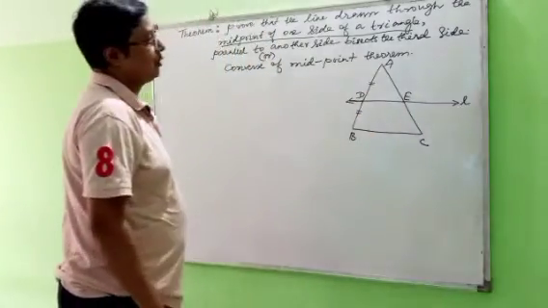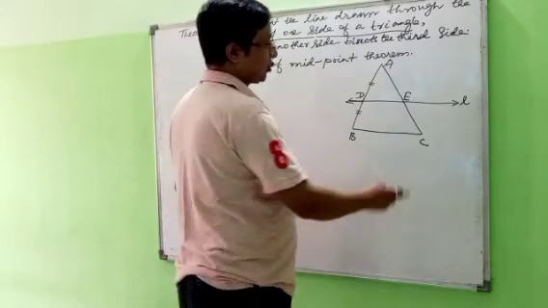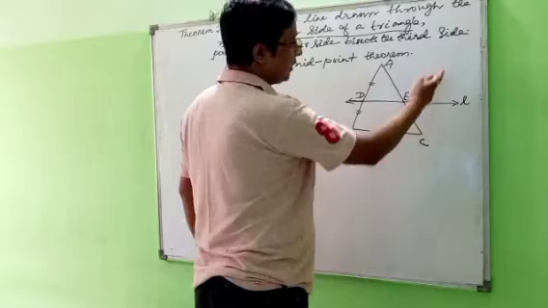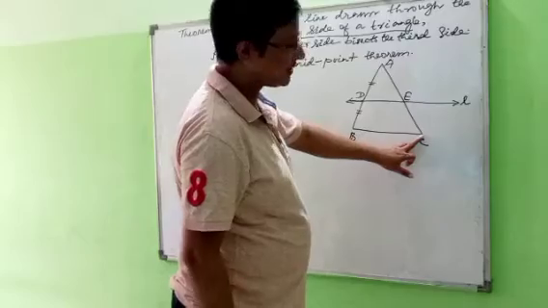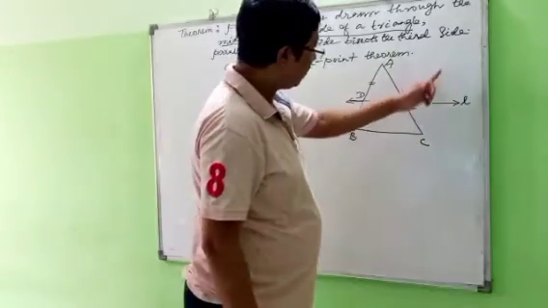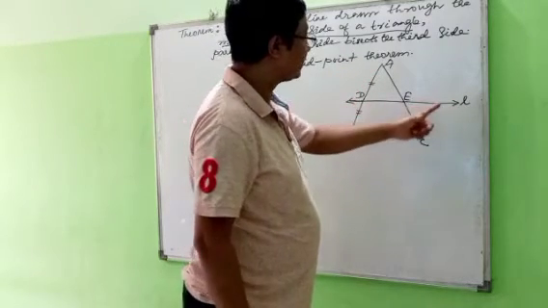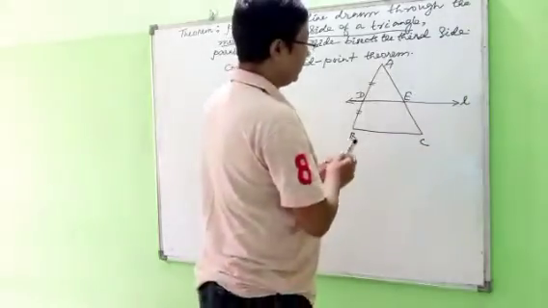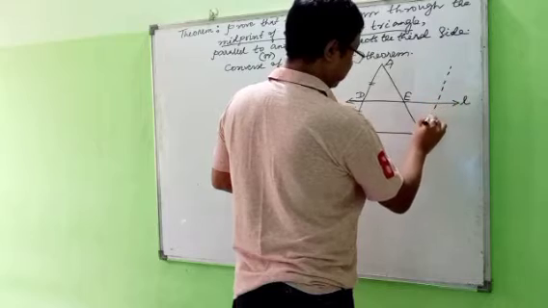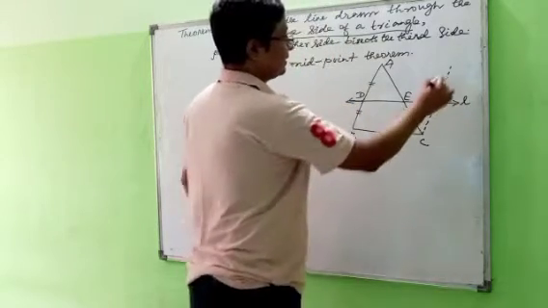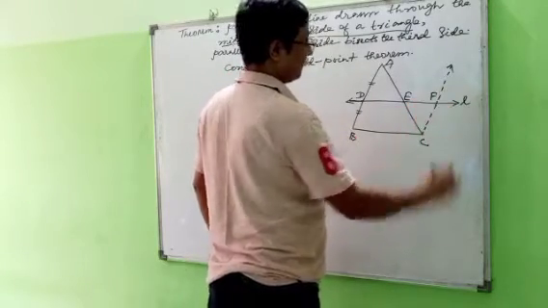Now for this, you will be doing a construction. Through the vertex C, you will draw a line parallel to the side AB, that will meet the line L at a point, say F. So here we will draw a line parallel to the side AB. This is the line. Say this is E, and this will be F.